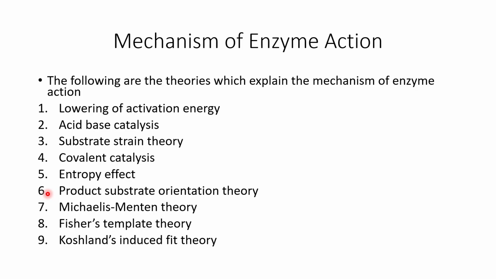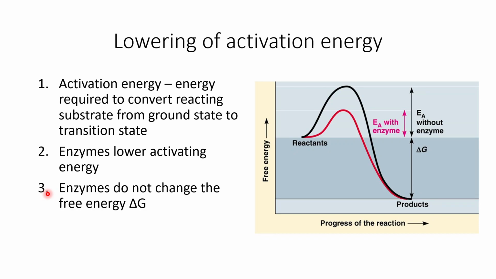First is lowering of activation energy. So what is activation energy? Activation energy is basically the energy difference between the ground state and the transition state of the reactants. We know that reactants are finally converted into products. In the case of an exothermic reaction, when energy is given out, this is the energy state of the reactants and this is the energy state of the products.